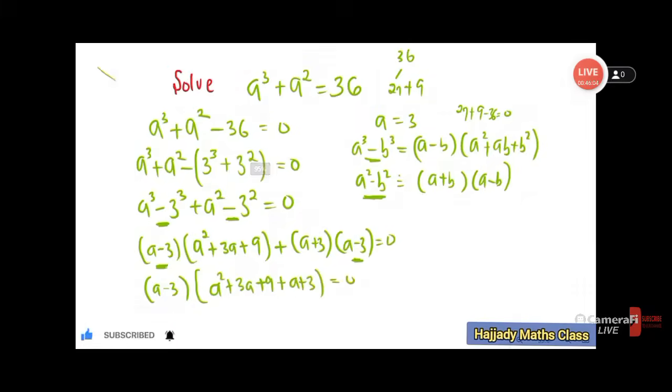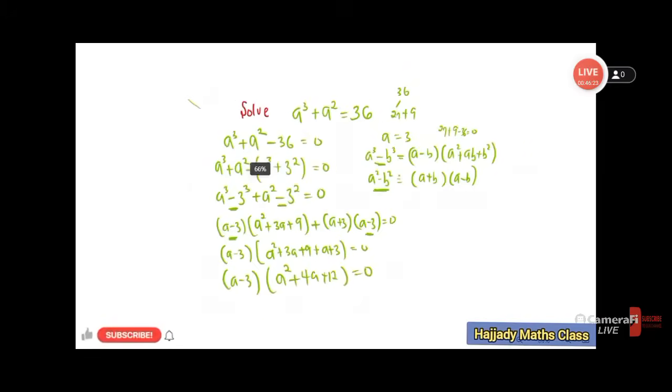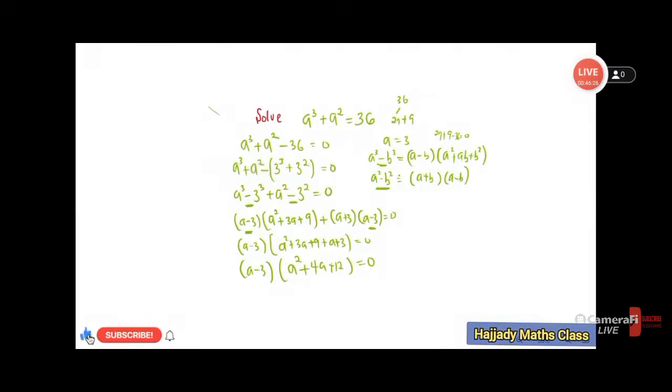So from here, we can solve what is inside the bracket. So I'm going to have a minus 3, and here I'm going to have a squared plus 4a plus 12 equals 0. So from this, I have that a minus 3 equals 0, which gives one of the roots, and also a squared plus 4a plus 12 equals 0, which gives the other roots. Like stated earlier on, from here my a can be equal to 3.